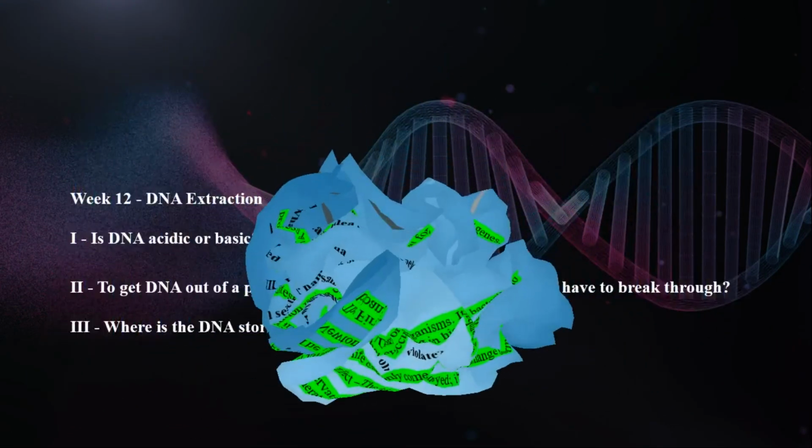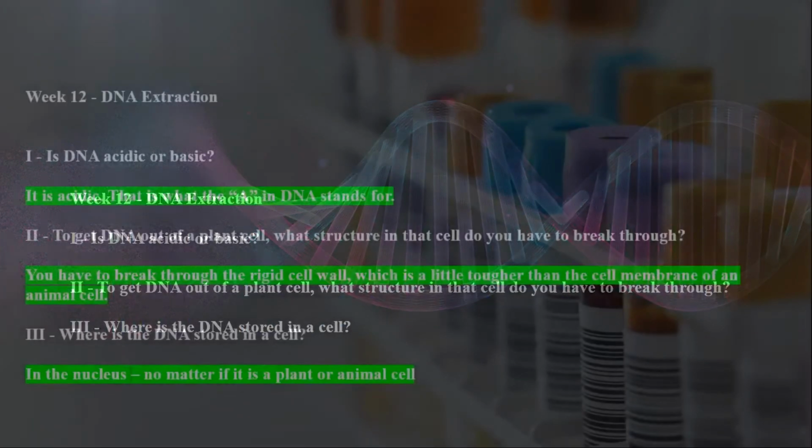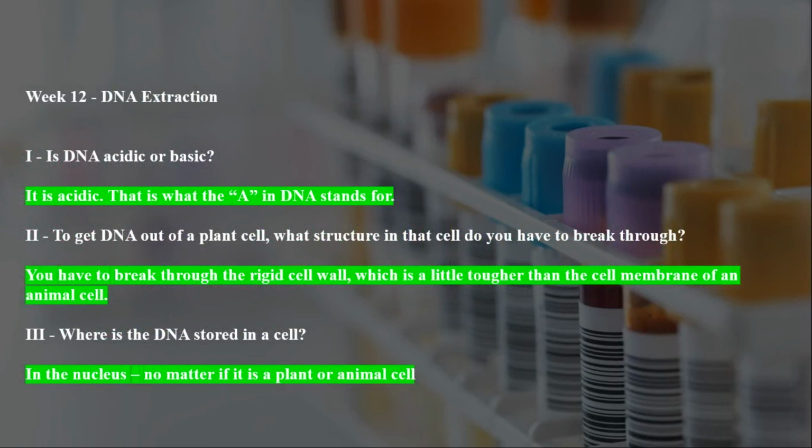And we are on to the last, DNA extraction. Here are our questions here. Remember that DNA is going to be acidic. That's what the A in DNA stands for. To get DNA out of a plant cell, you want to punch through the cell wall. It's kind of more rigid. If you think back, we just talked about it. Plant cell, a little more rigid than the animal cell. You got to break through that tough exterior. And then the DNA, both plant and animal cells, is going to be stored in the nucleus.